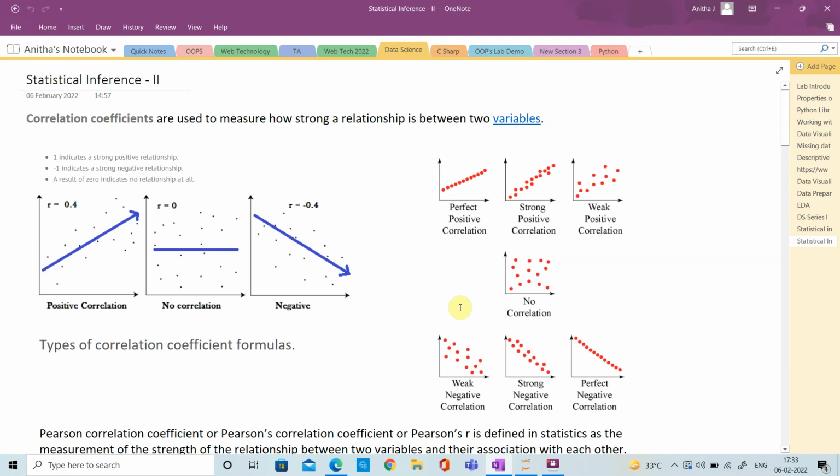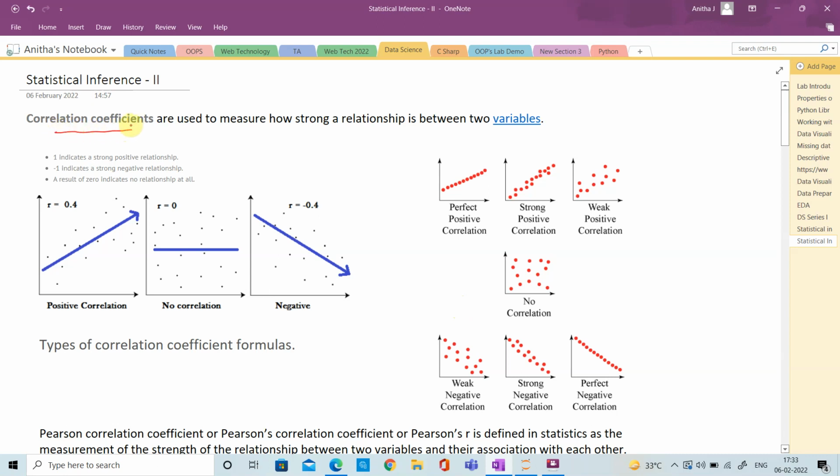Hi friends, in this video we are going to see the statistical inferences, continuing from our previous video. In this video we are going to see statistical inferences such as correlation coefficients, covariance matrix and hypothesis testing. So first we will see about the correlation coefficient.